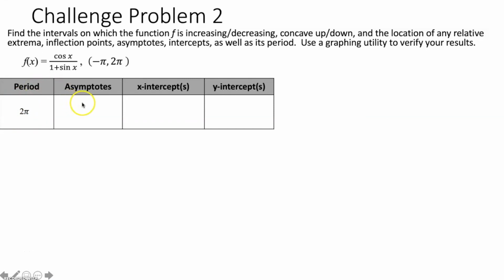Now we can talk about asymptotes. So for vertical asymptotes, we already know that on this given interval, this function has vertical asymptotes at x equal to negative pi over 2 and 3 pi over 2, because those would cause the denominator to equal 0. Now let's talk about horizontal asymptotes.